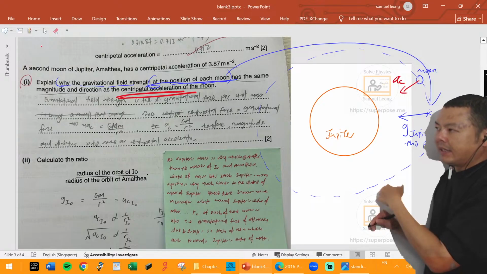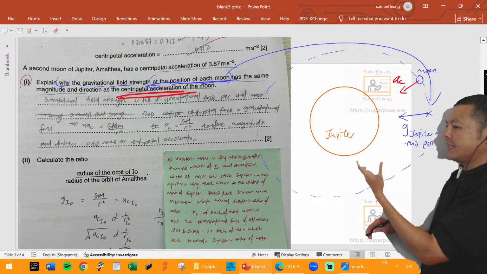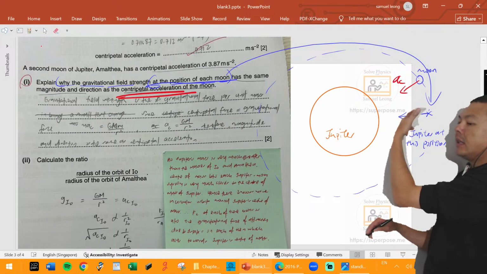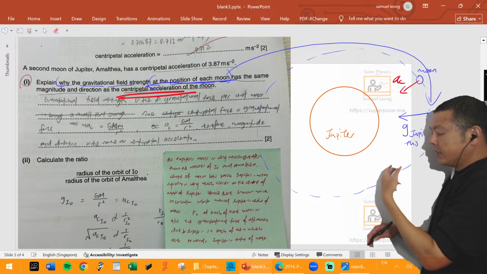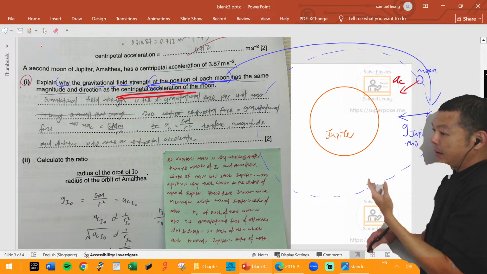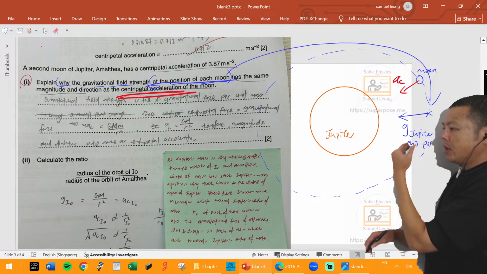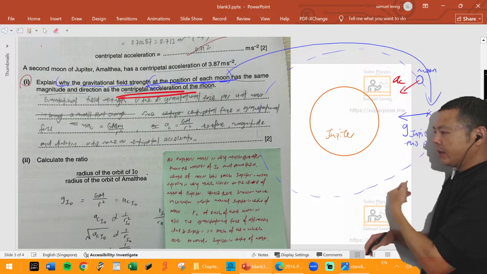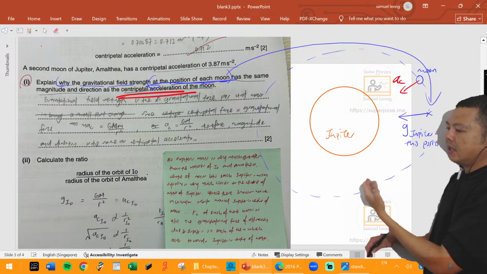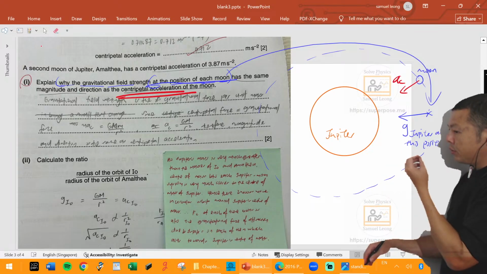But in case of phrasing, I will always encourage students to rephrase it and say that the gravitational force that Jupiter acts on the moon provides for the centripetal force that the moon uses to orbit around Jupiter. Then I will write the equation down. Therefore, GMM over R squared equals MAC, and therefore GM over R squared equals AC. The G field strength is the centripetal acceleration. Then you need to address the direction.